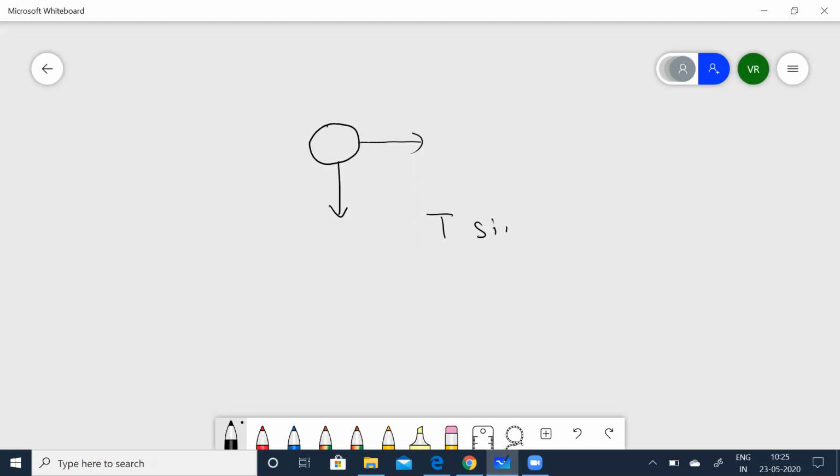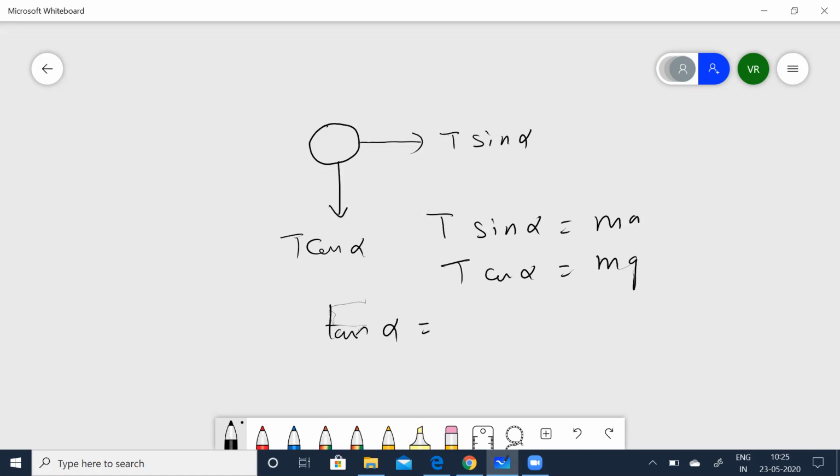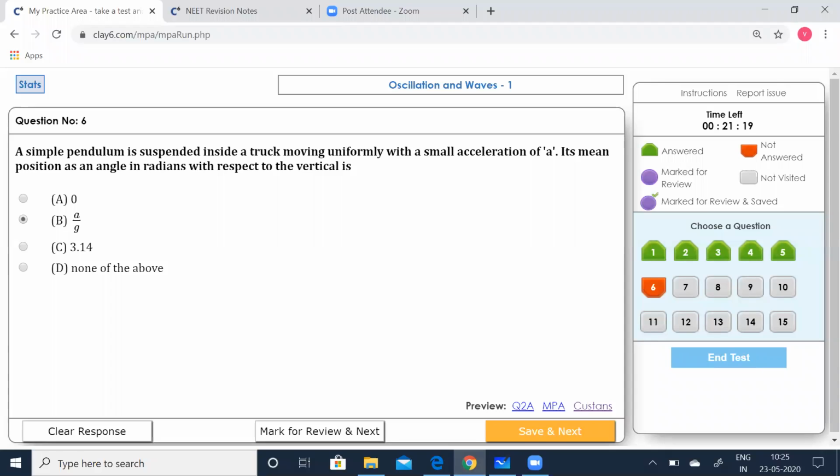T sine alpha is equal to mA. Obviously this is T sine alpha and this is T cos alpha. So T cos alpha is equal to mg, that is the weight of the pendulum. Now divide both, and you get tan alpha is equal to A by g. Let's see which option is correct. A by g, option B is correct. Solve that, go to the next.